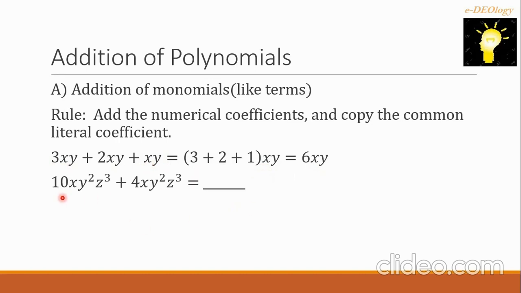Second example, 10xy square z cubed plus 4xy square z cubed. Again, looking at the literal coefficients, we are sure that these two are like terms. So we can now add the numerical coefficients. So the 10 plus 4, and then we copy that common literal coefficient, the xy square z cube. So the final answer is 14xy square z cube.